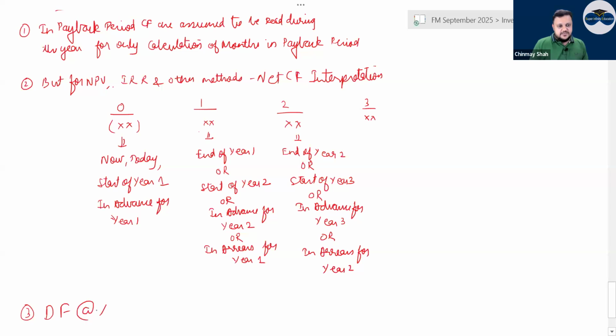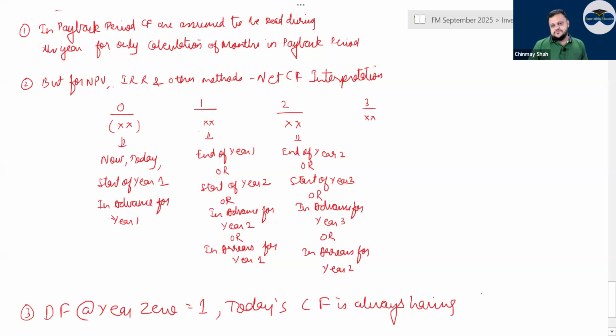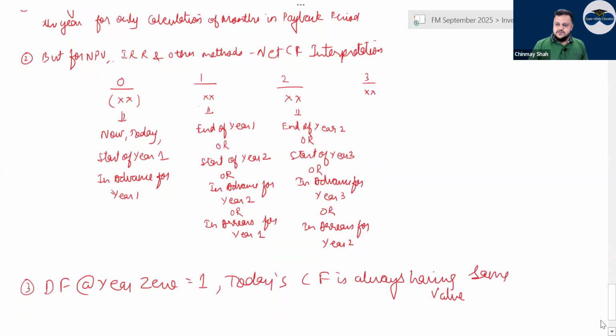Discounting factor at year 0 is always equal to 1. Sir, is it that much? Wait for some time. You will make the mistake, I guarantee. I know the mistake will happen, and you say, oh, sorry, sir. Correct? Right? Today's cash flow is always having the same value. Correct?